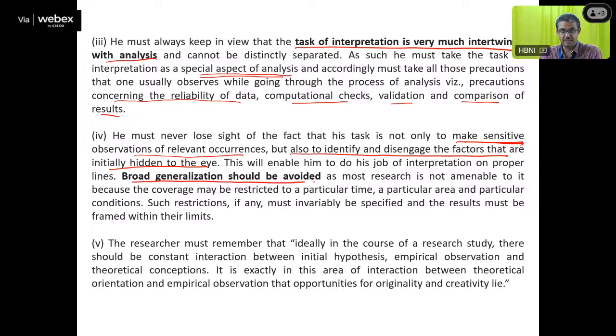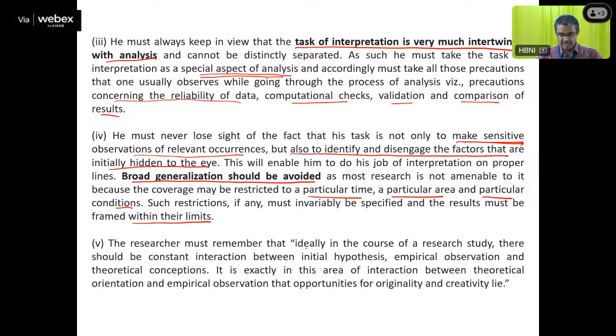Broad generalization should be avoided, as most research is not amenable to it, because the coverage may be restricted to a particular time, a particular area, and a particular condition. Such restrictions, if any, must be invariably specified, and results must be framed within the limits. So for sociology, research is taken for a particular time of the society, a particular area of the society, and particular conditions. Those should be properly mentioned so that broader generalization is not taking place.